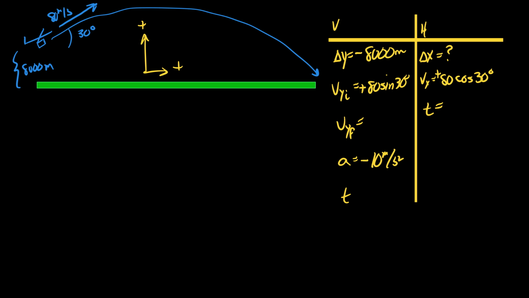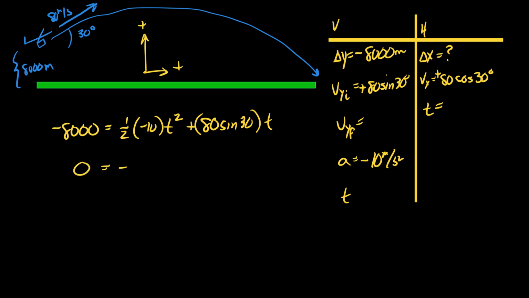All right? We need the time. So I have negative 8,000 equals 1/2 times negative 10 t squared plus 80 sine 30 all times t. It's not much to do here except we'll move the 8,000 to the other side and have negative 5 t squared plus 80 sine 30 is 40 t plus 8,000. You can divide this by negative 5 to make it easier, so I get t squared minus 8t minus 1,600.